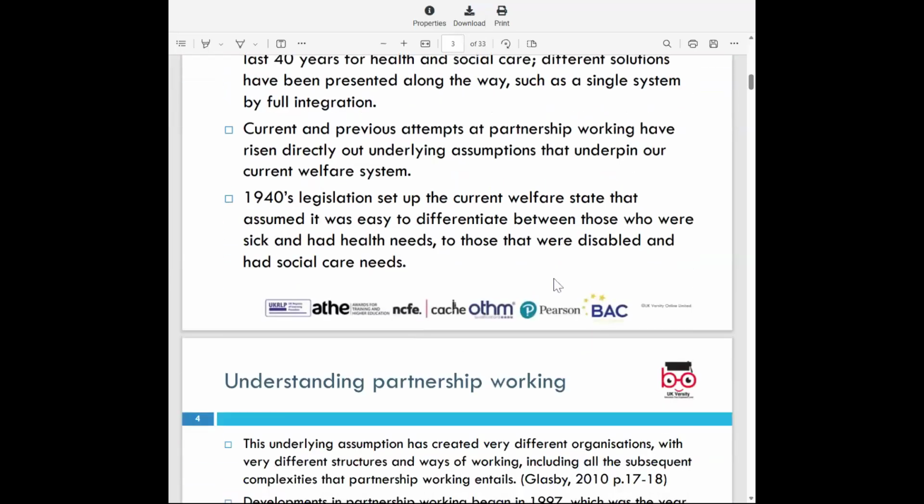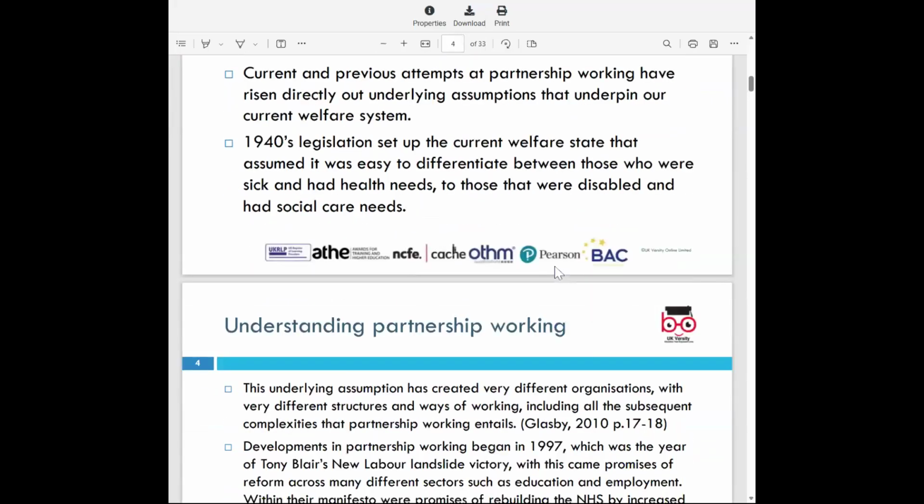So why do you think the legislation was set up back then to look at people with disabilities? Why do you think there was a need to separate that? Why do you think new laws were set up for that?